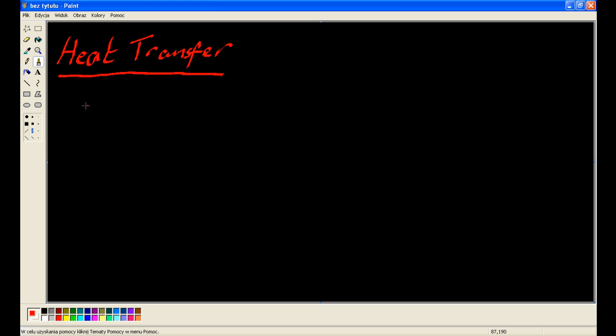That heat can travel from, for example, point A to point B. And we're going to have a look at some of these different ways that heat travels. First, let's look at conduction.